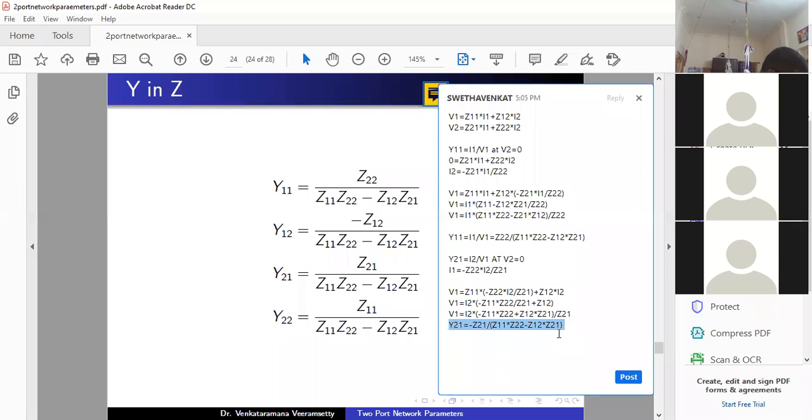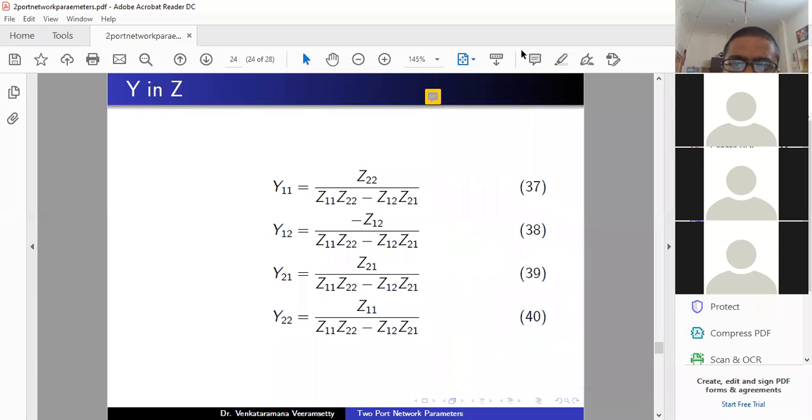Y parameters in terms of the Z. It's just a typographical mistake. So you can keep the minus sign here. Okay, we need to keep the minus sign here. Minus Z21 by Z11 into Z22 minus Z12 into Z21.